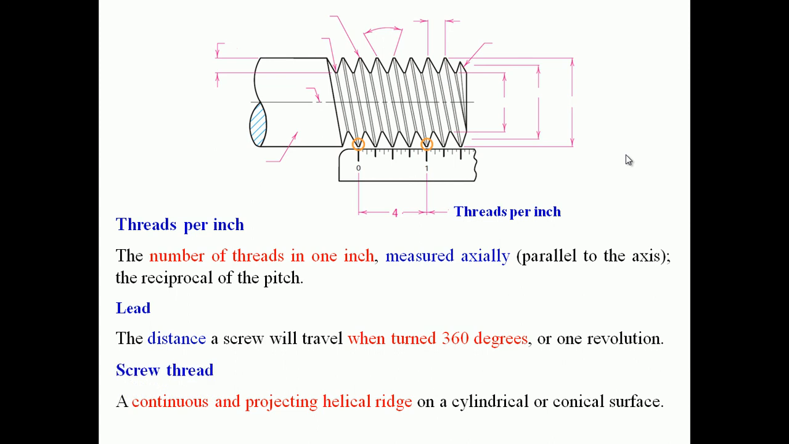Once again, we can recollect it. Threads per inch means the number of threads in 1 inch. It should be measured axially, that is parallel to the axis, the reciprocal of the pitch. The lead means the distance a screw will travel when turned 360 degrees, that is for one revolution. Screw thread means a continuous and projecting helical ridge on a cylindrical or conical surface. So these are the nomenclature or the terms you have to know in screw thread.